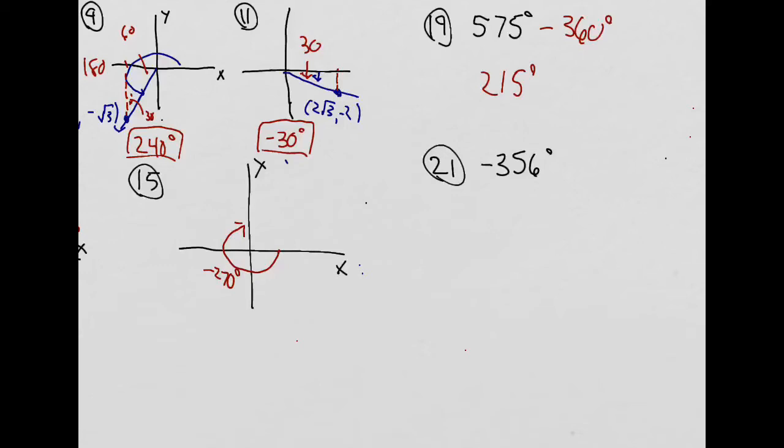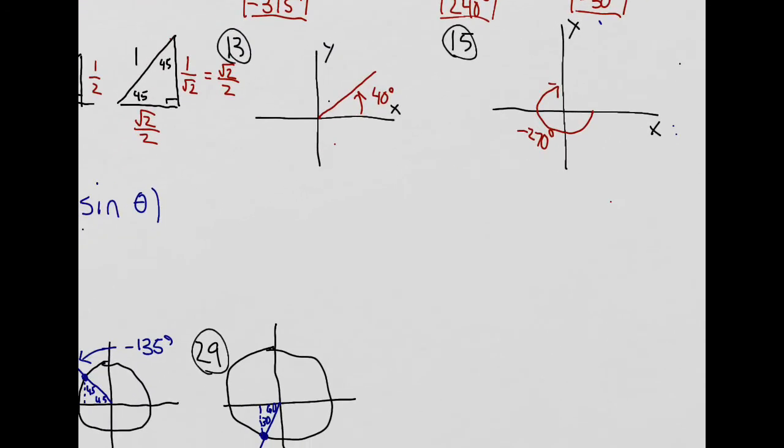Okay, let's look at 21. 21 here, negative 356. Well, we're going to have to add. So we're going to add here 360 degrees. And what is that? That's 4 degrees. Okay, and we're done. You can stop once you're between 0 and 360 degrees. So that's all you got to do. Add and subtract 360 until you get something that you're looking for.